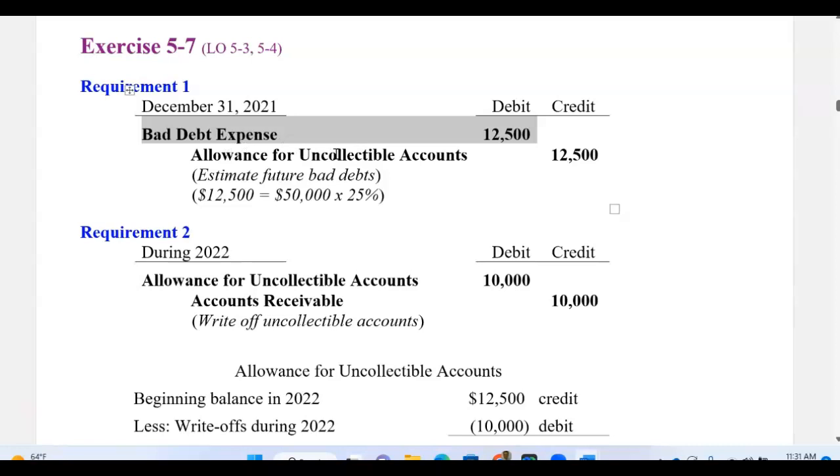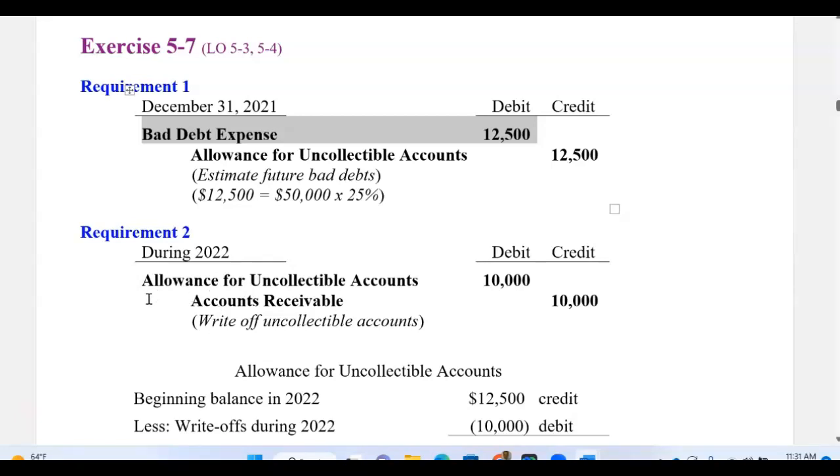So put it in your T account in your book. Here is a bad debt expense, debit $12,500, and put $12,500 in the allowance for uncollectible account or doubtful account. Either way is fine. Allowance for uncollectible account or allowance for doubtful account is the same thing. Next, in summer of 2022, all of a sudden, one of the customers will be uncollectible for sure, and we're going to write it off.